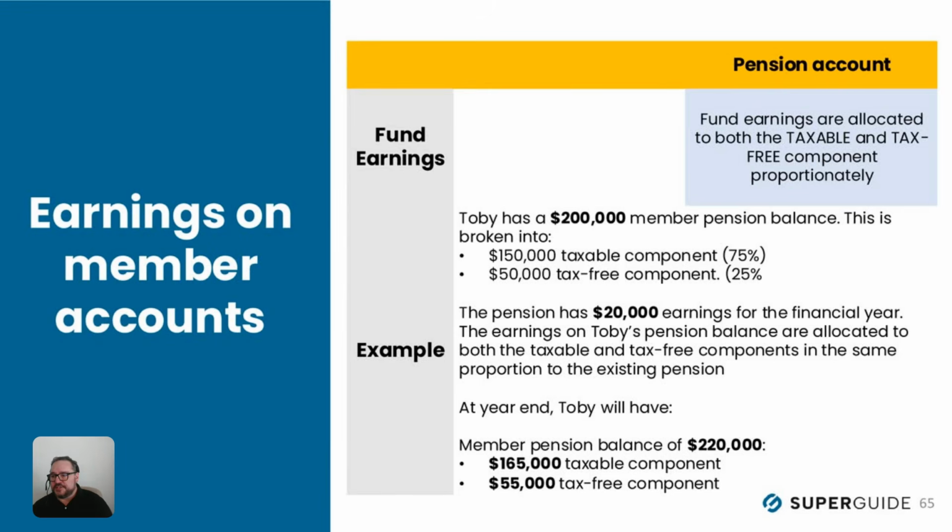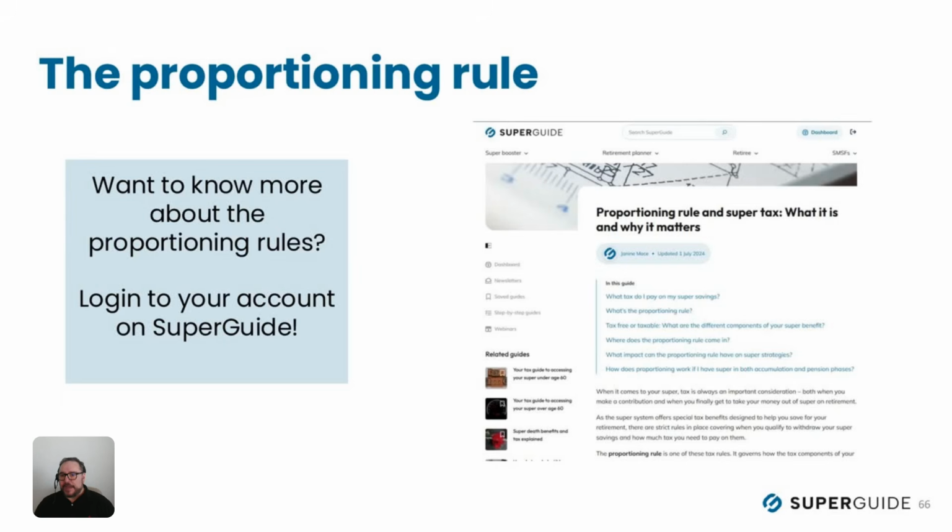The way I explain this in an easier way is that once you start a pension, you create fixed tax components, taxable and tax-free. Those fixed percentages will remain for the life of the pension, hence why those earnings get allocated that way. Hope that makes some sense. If you want to know more about the proportioning rules, there is, as I said, a good article on what they are and why those proportioning rules actually matter.